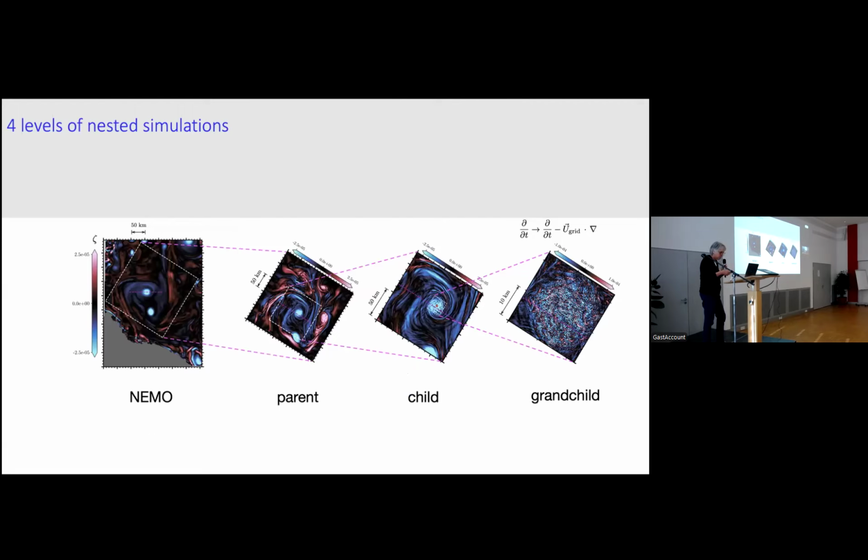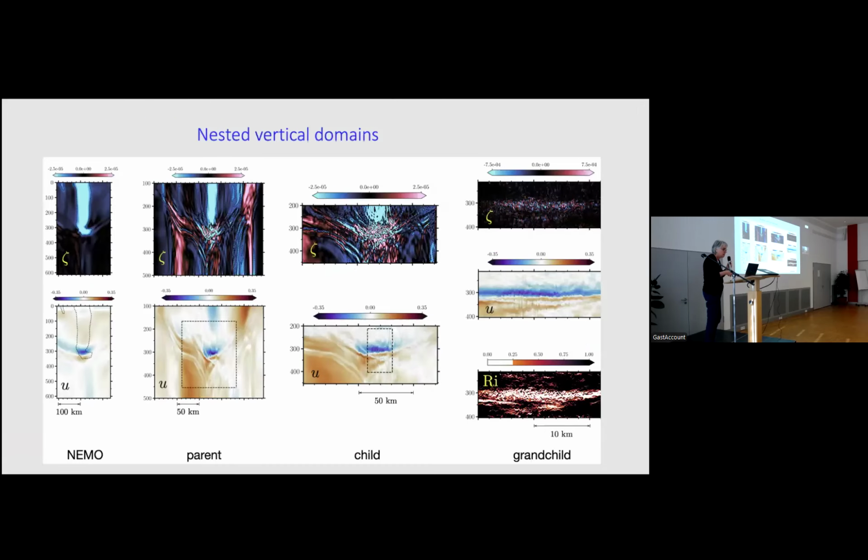So here's a nice little schematic of the evolution, and this doesn't show the gradient. In the vertical, you can see the structure just increasing. That's NEMO, and that's the parent. So lots more structure. Then the child.